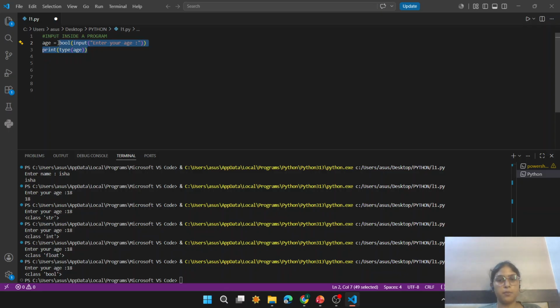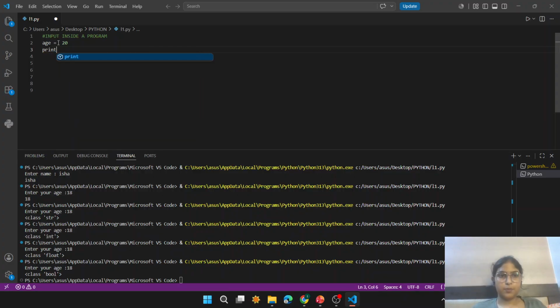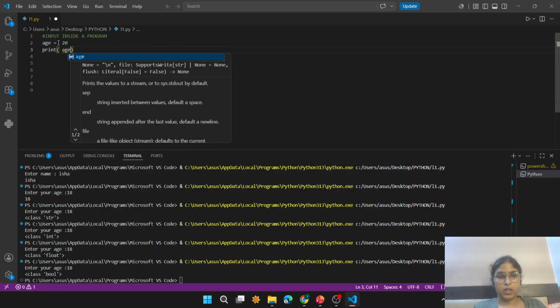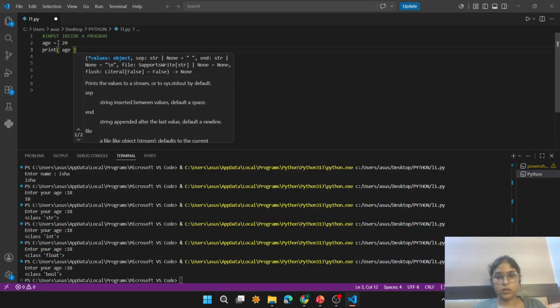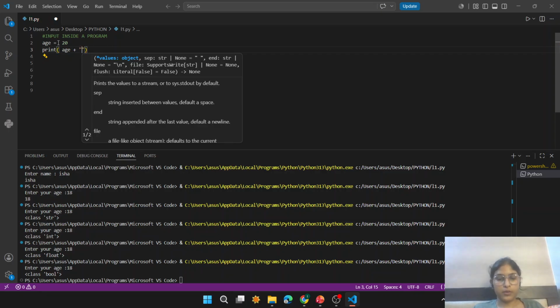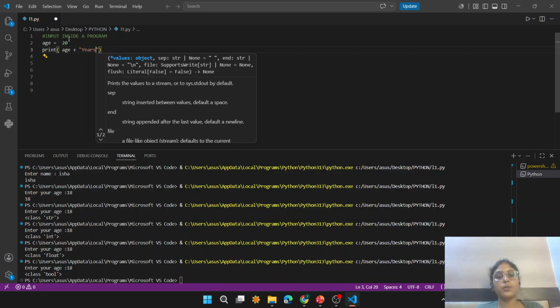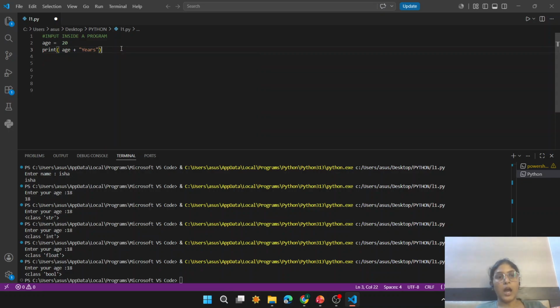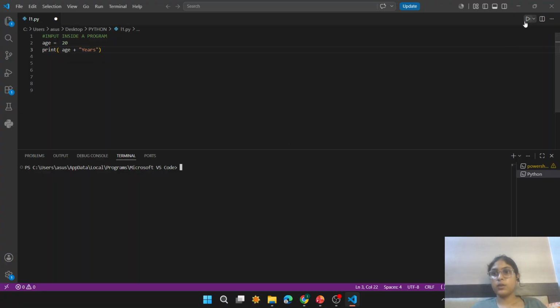The common mistake we can make is this: suppose I'm typing age 20 here and I want to print it like this, print age plus years. I want to print 20 years. Actually, let's see what happens if we try to run it. Do you think it will run? No.